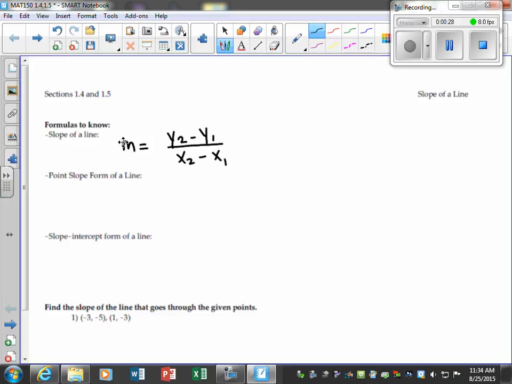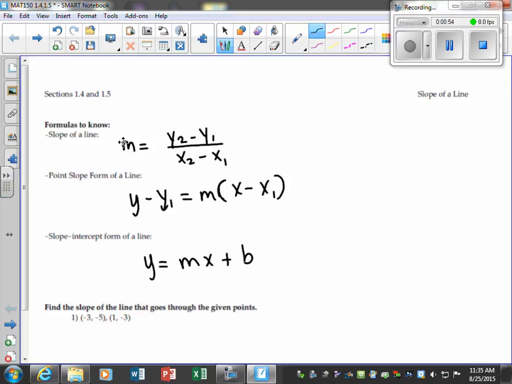Point slope form. Does anyone remember point slope form? y minus y1 equals m parenthesis x minus x1. Good. And then we have our slope intercept form, which is y equals mx plus b, where b represents the y-intercept.